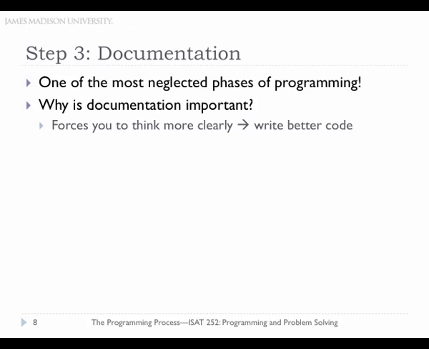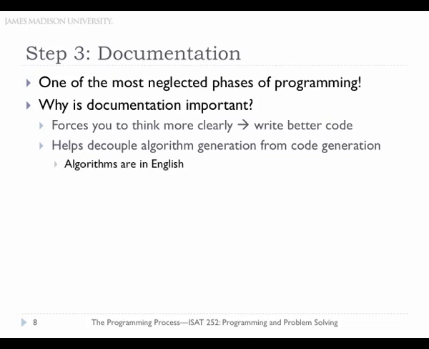When you really think about explaining what's happening at each step in the program, you'll frequently uncover errors that you made in your logic leading up to the implementation. It also helps you decouple algorithm generation from code generation. An algorithm is in English. It's basically the series of steps that the program is going to accomplish. Most of us, even if we've never programmed before, can write a simple algorithm in English.